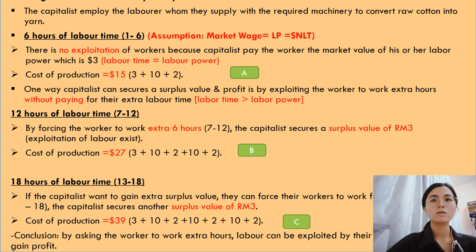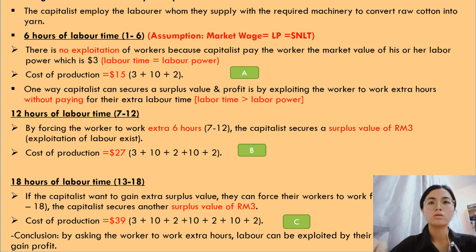If profit does not arise from buying cheaply and selling dearly, and if all commodities sell at their value, then the yarn must sell for RM15. One way capitalists can secure a surplus value and profit is by forcing the workers to work extra hours without paying for their extra labor time, which is labor time bigger than labor power. By forcing the worker to work an extra 6 hours, the capitalist secures a surplus value of RM3. This surplus value arises from the exploitation of labor. Hence, the rate of exploitation is 100%.